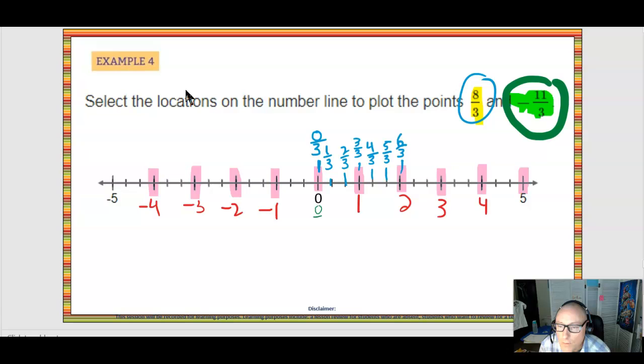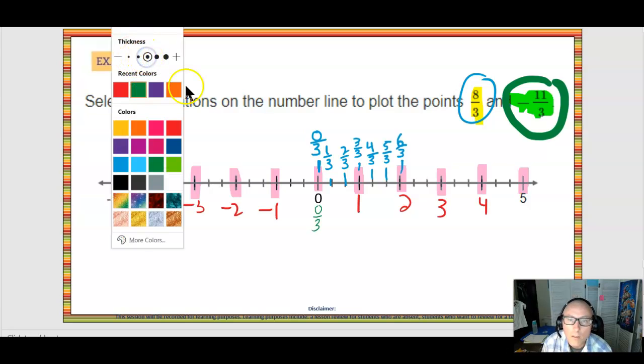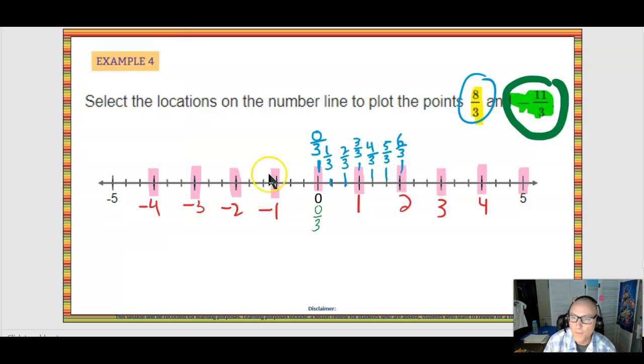So this is still 0/3. But here we're going to go. Let's make that green a titch thicker. Sounds funny, titch thicker. So this is negative 1/3, negative 2/3. This is going to be negative 3/3. And you just keep going until you get to negative 11/3.